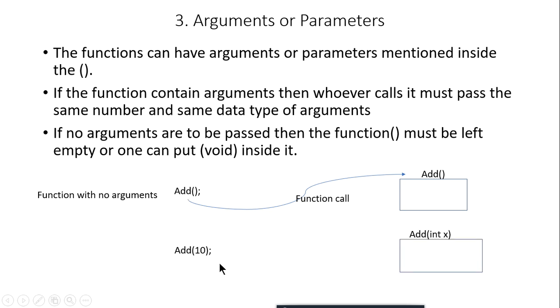Okay, now you see here I have passed add 10. So 10 is the value that I'm passing from here to this function. Now this function contains an argument. Now this 10 belongs to integer data type. So in the definition of the function, I have declared an int x variable. Now this 10 value will be passed to this x variable. So this is a function with arguments. This is an example of function with arguments, and this is an example of function with no arguments. Okay.